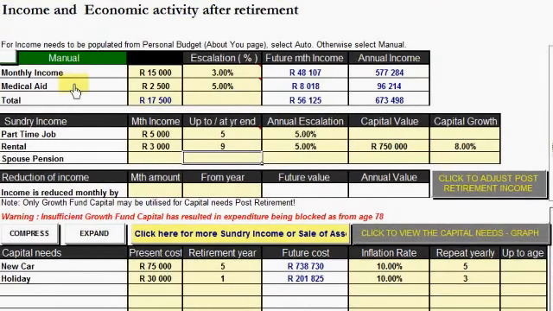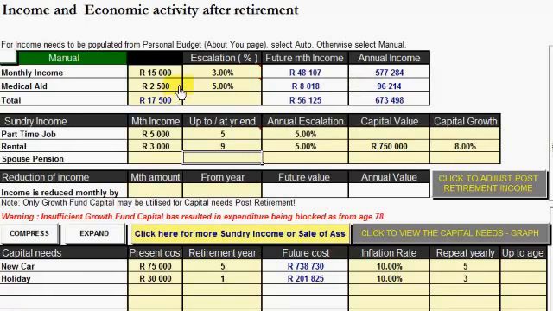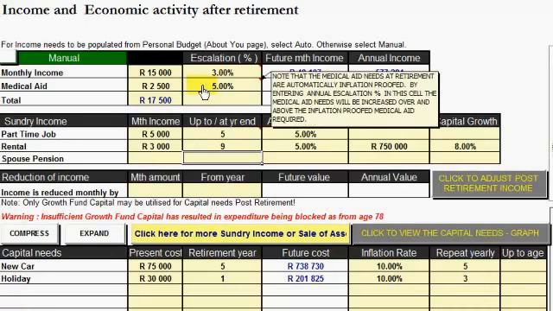So Joe's retirement goal is to have a monthly income of 15,000 Rand a month when he retires, and he would like that to escalate at whatever the CPI rate is, in this case 6%. He would like this to escalate at 3% over and above the CPI rate, so in effect 9% per annum. We also need to fund his medical aid, and he estimates in today's money that would be 2,500 Rand a month, escalating at CPI plus 5%, in other words 11% per annum.